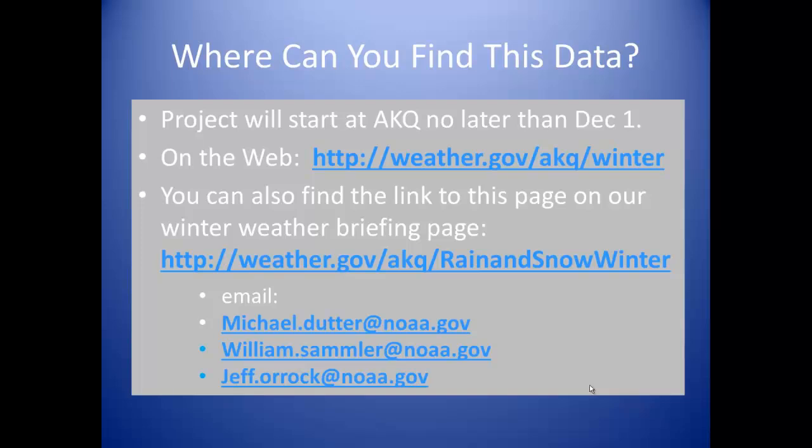So again, you can find all of our probabilistic snowfall information at weather.gov/AKQ/winter. We also provide our expected snowfall amounts as well as expected rainfall amounts and ice amounts on our briefing page, weather.gov/AKQ/rain, snow, and winter on the briefing page.